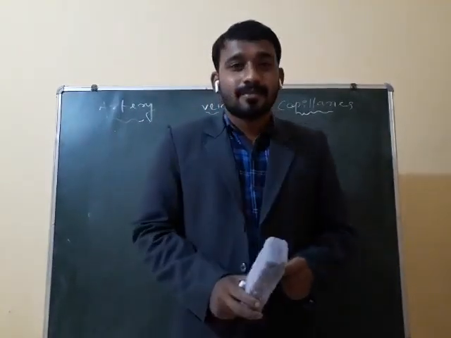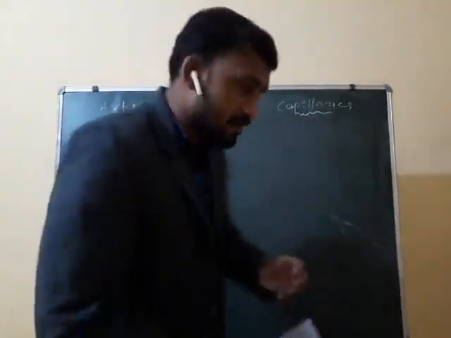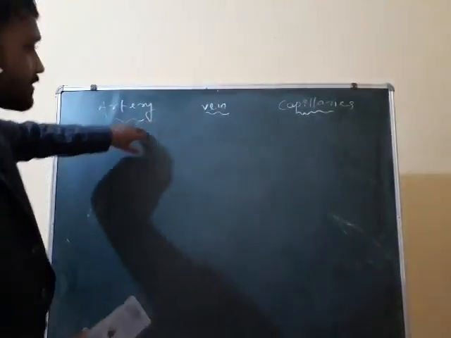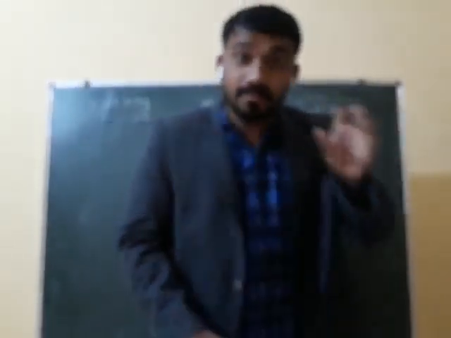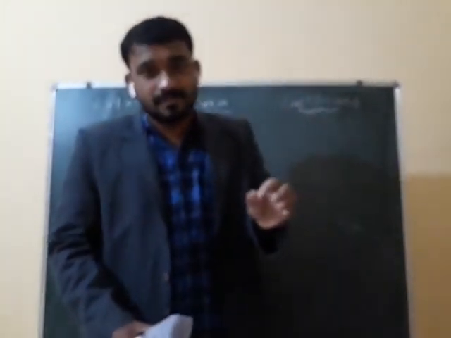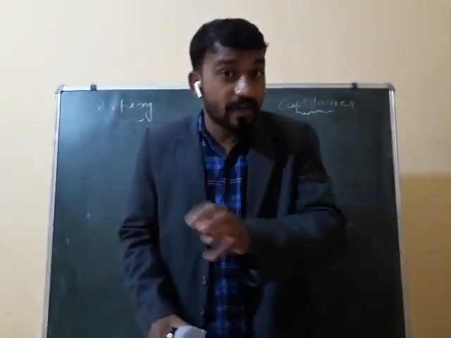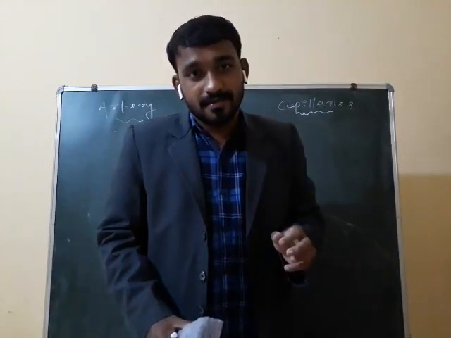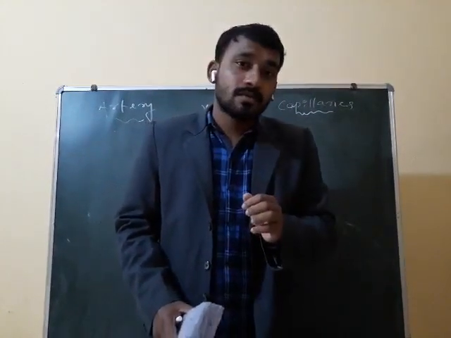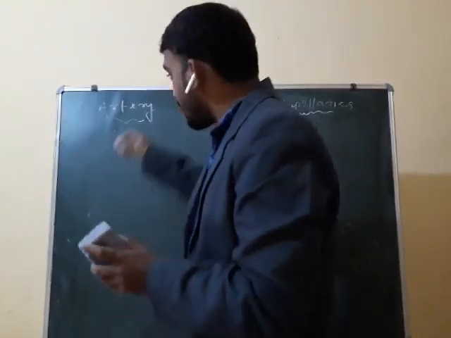Today we are going to discuss artery, vein and capillaries, the different types of blood vessels, through which the blood is flowing throughout the body. So the first one is artery.